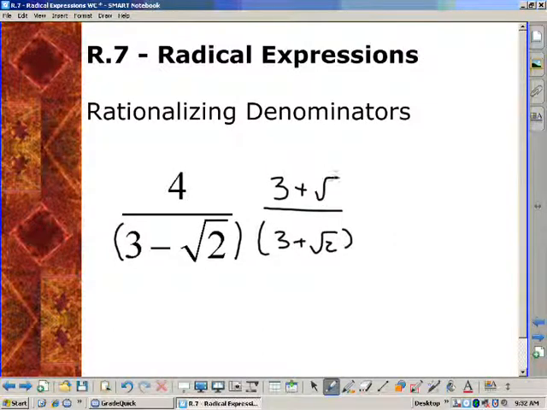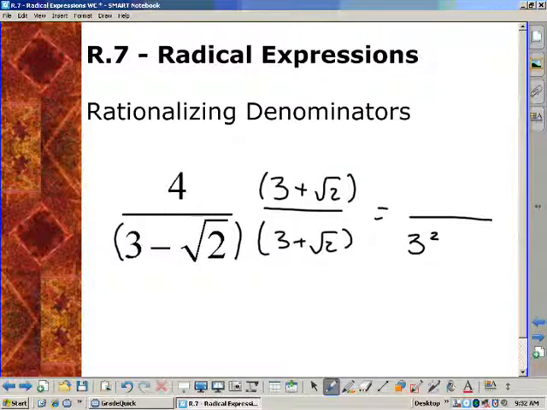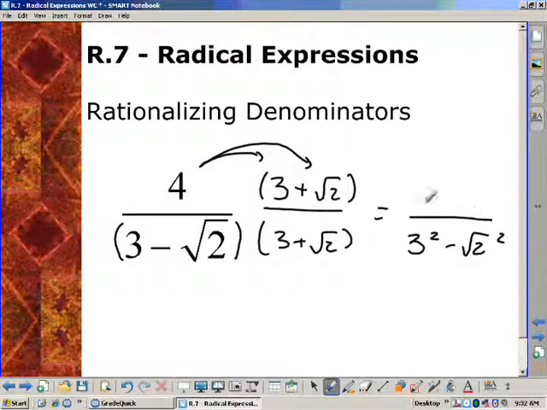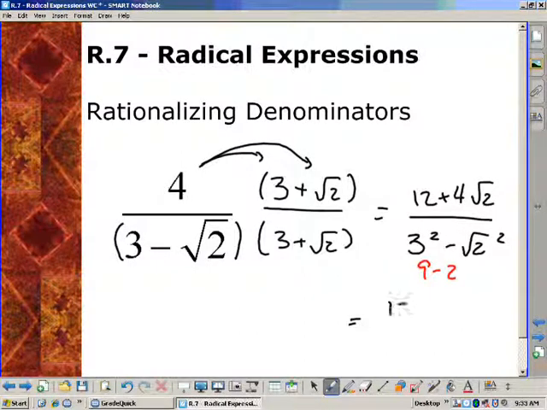Now, people tend to like this because, again, you can take the shortcut. If you want to multiply this all out, you can. But remember, the reason we're doing this is so we can get the first term squared minus the second term squared, and that way we get rid of all the radicals. On the top, make sure you distribute this out to both parts. So I'm going to get 12 plus 4 square root of 2. On the bottom, this turns out to be 9 minus 2. So I get 12 plus 4 square root of 2 over 7.